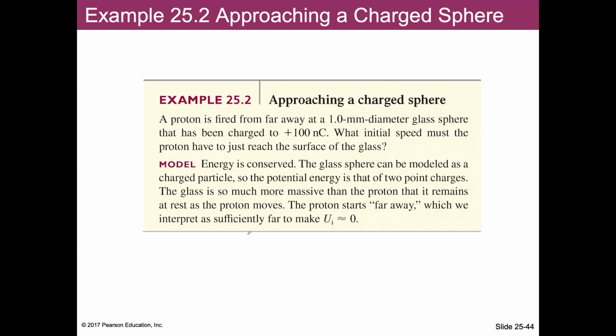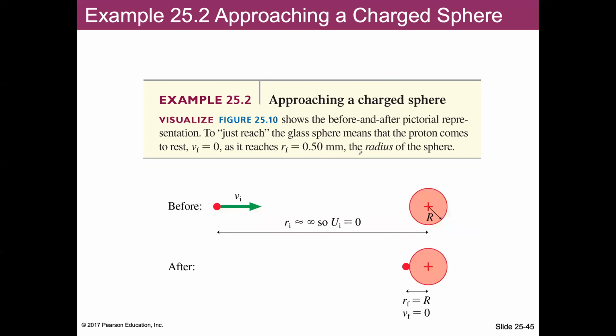Okay, now let's solve a real problem. A proton is fired from far away at a 1 millimeter diameter glass sphere that has been charged to 100 nanocoulomb. What initial speed must the proton have to just reach the surface of the glass? Okay, now you have a positive charge, another positive charge inside the glass, and let's say it has initial velocity so that it can move towards the glass, and it stops here, which means at this position the velocity is zero.